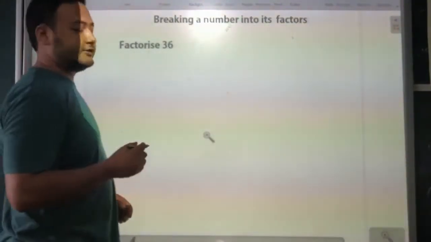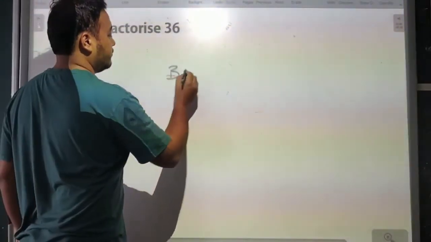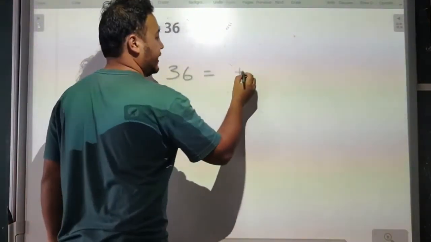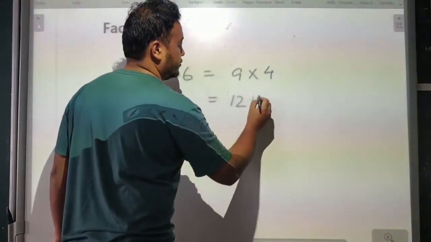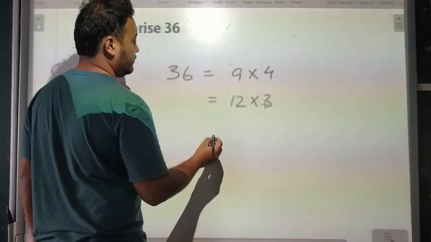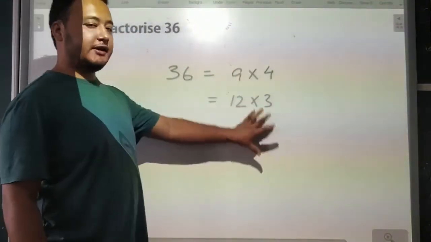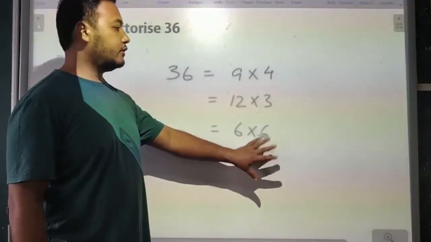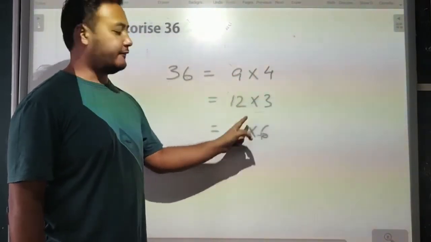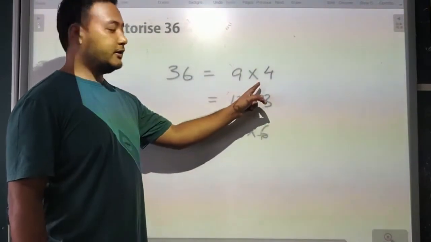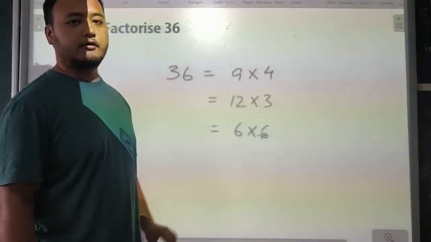So if you're trying to factorize 36, think of the numbers which when you multiply you get 36. You can write 36 as 9 into 4. Yes, you can write 36 as 12 into 3. Or you can write 36 as 6 into 6. So this we say we are factorizing 36. That is, we are breaking 36 and writing it in terms of its factors. All these are factors of 36. Okay, and when you multiply any of these two numbers, you are getting 36. So this is called factorization.